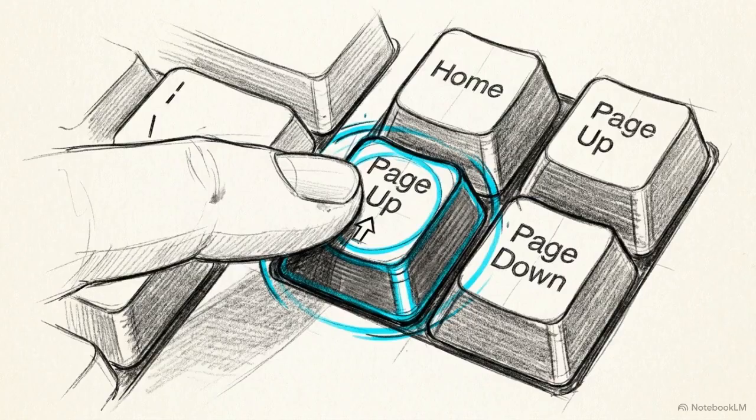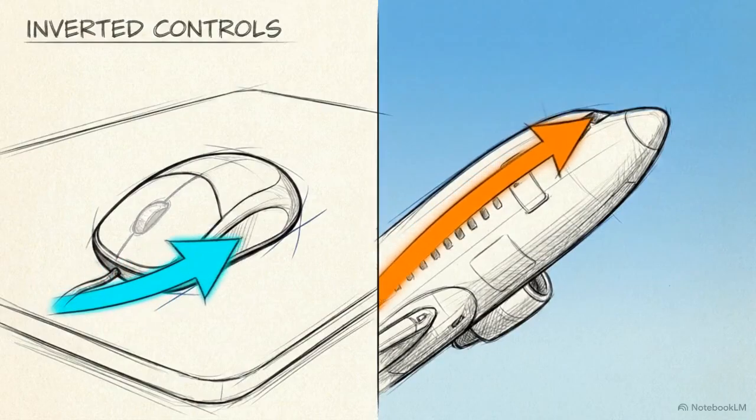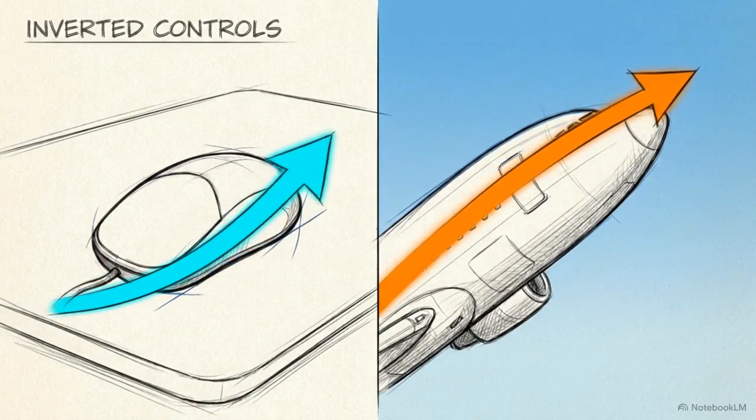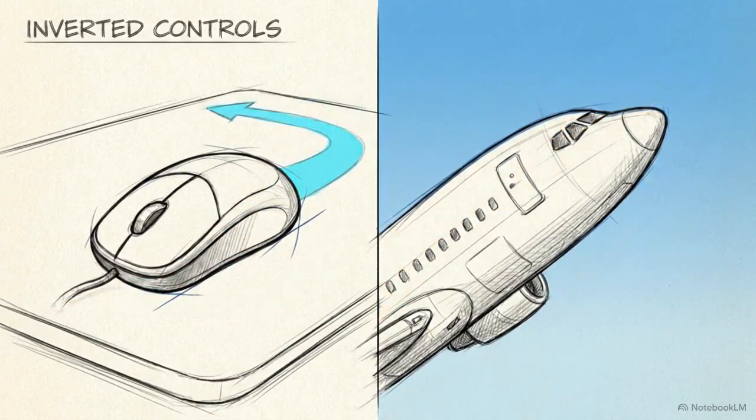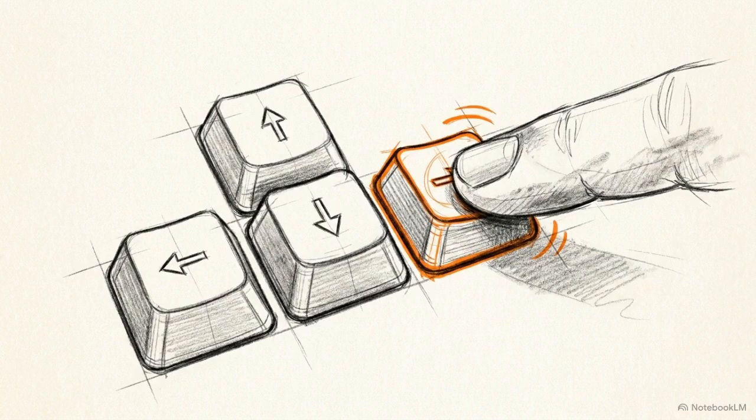To begin takeoff, hold the Page Up key to increase thrust while keeping your mouse centered. Pitch controls are inverted. Pulling the physical mouse backward toward the bottom of your screen lifts the nose of the aircraft into the air. At flight altitude, use the keyboard arrow keys to execute banking maneuvers and maintain directional stability.